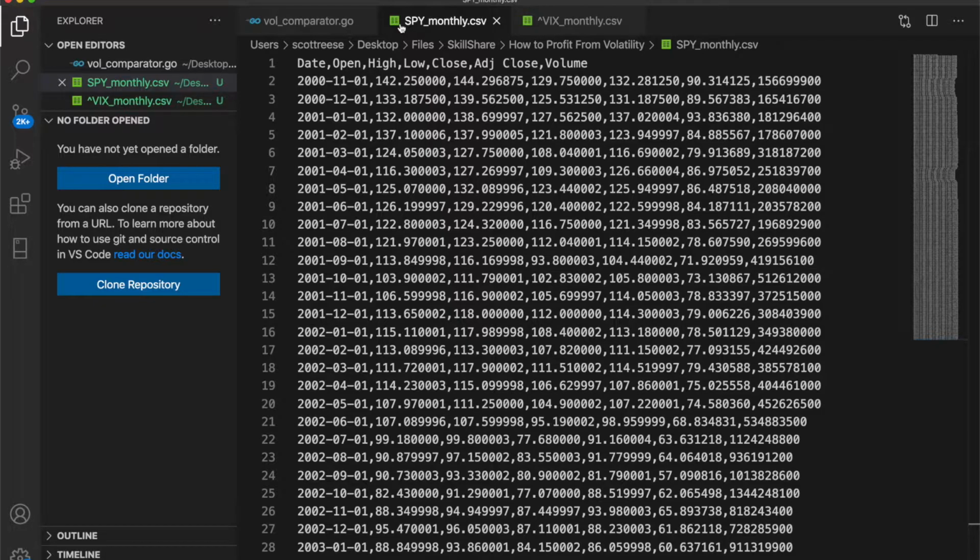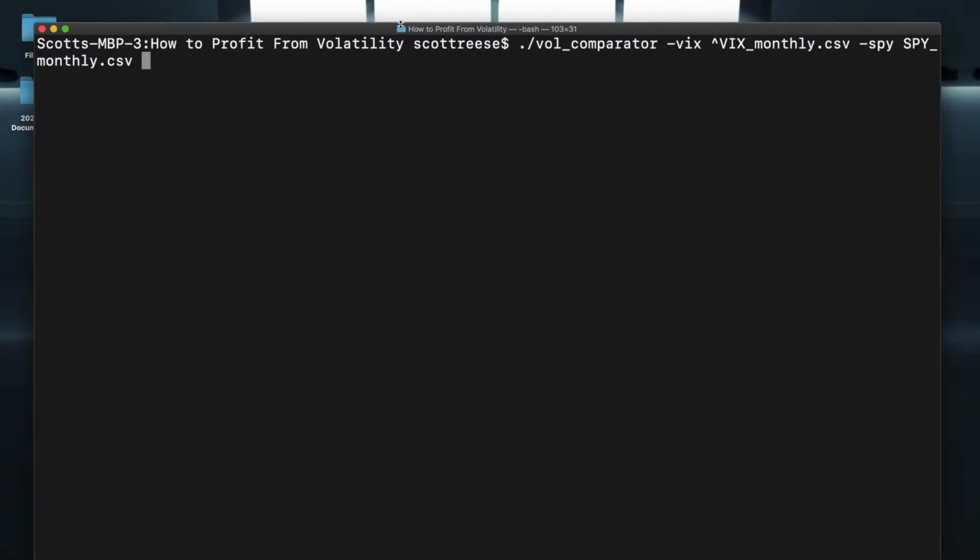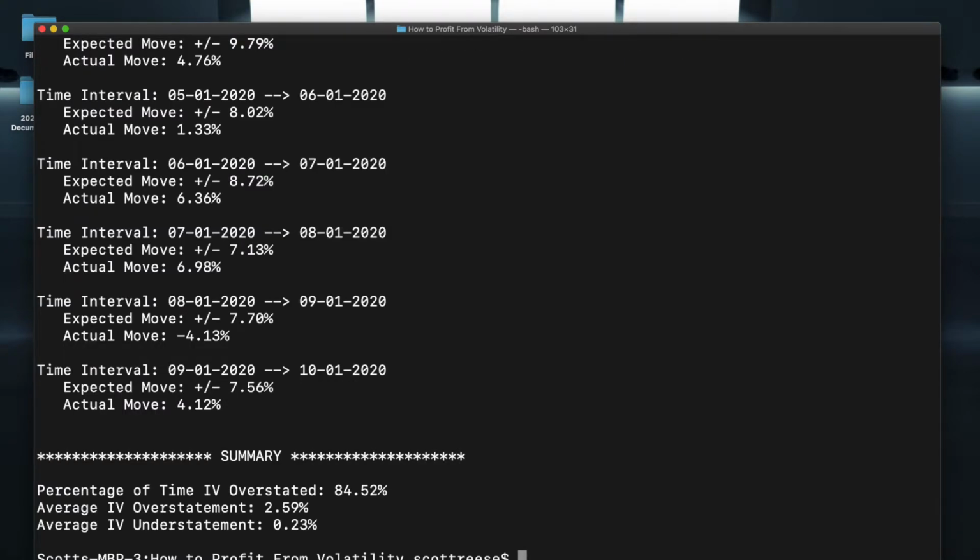So in that case, implied volatility overstated historical volatility. And so now if I come over here, I can actually run this program and you'll see the results. So I've already typed out here the command to run this program. So now I'm just going to press enter, and now we can see the results here.